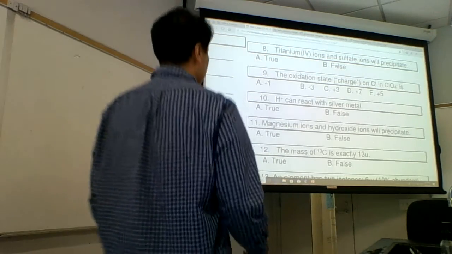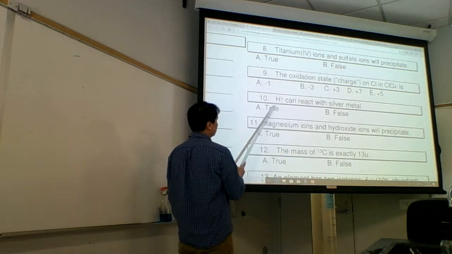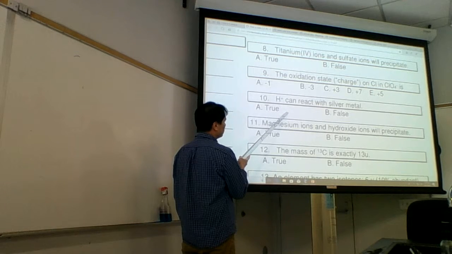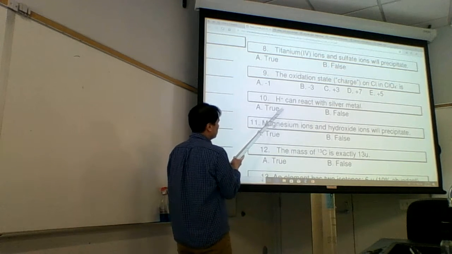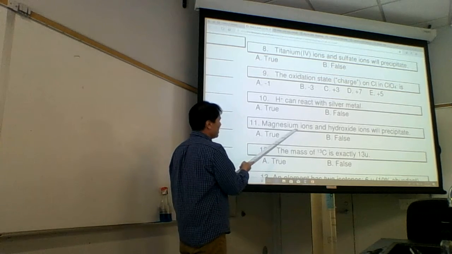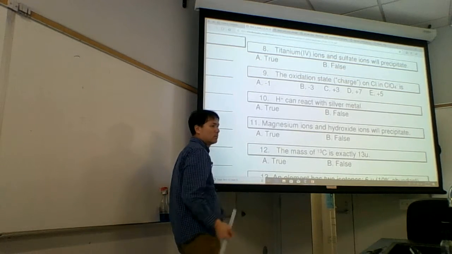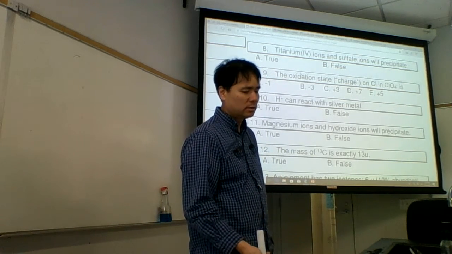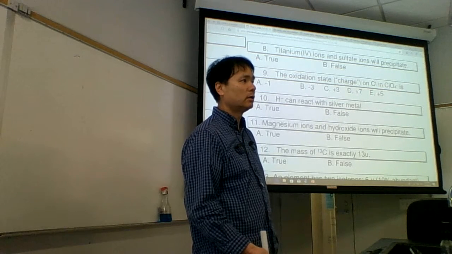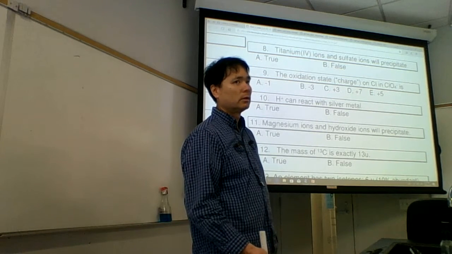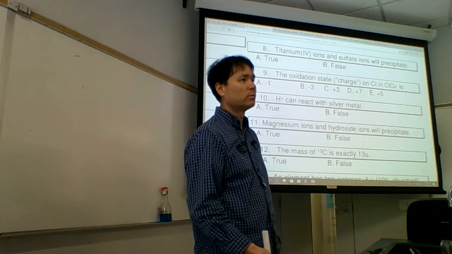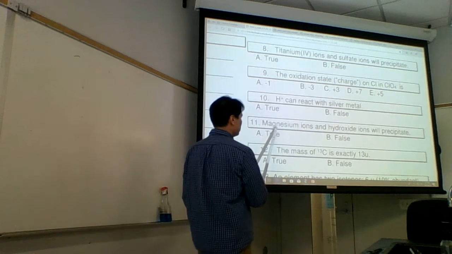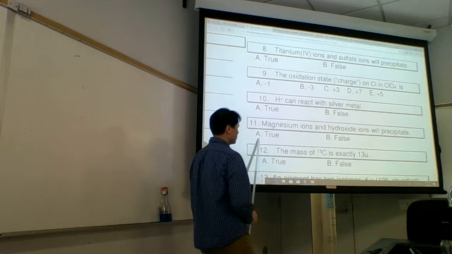H plus can react with silver metal. This is single replacement. It doesn't fit the single replacement form, but it is. It says it's a redox reaction. 11. Magnesium ions and hydroxide ions will precipitate. Hydroxides in general precipitate unless they're with group 1, ammonium. Not all of group 2, just group 1, ammonium and calcium, strontium, and barium. Magnesium is not one of the exceptions, so yes, this is true, it precipitates.